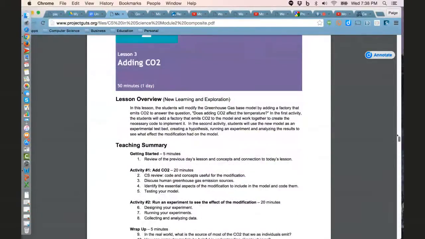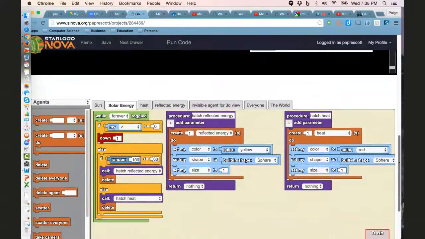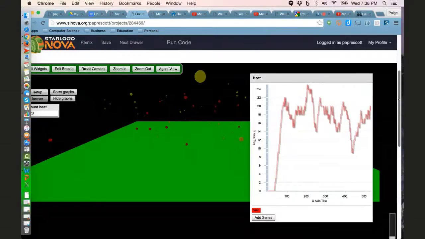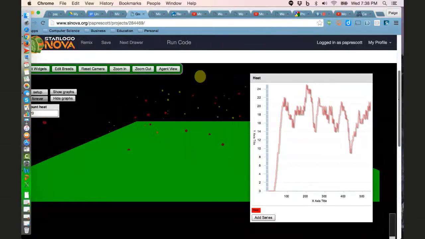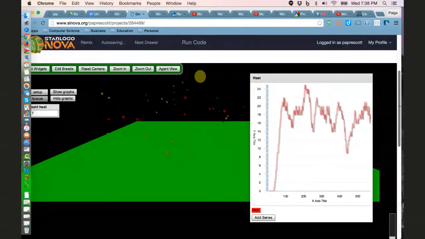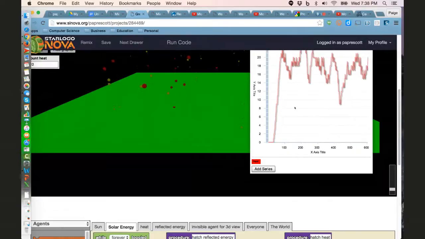So in lesson 3 they are going to add carbon dioxide to this. The current model does not have carbon dioxide, it just has the solar radiation that's happening and the heat and things like that. So now we're going to look at some agent that's going to release the carbon dioxide into the atmosphere, and then the reflected energy is going to interact with the carbon dioxide to potentially increase the heat or change some aspects there.